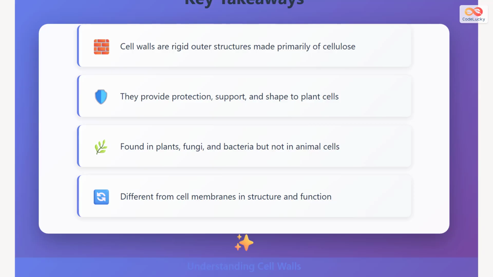Let's recap what we've learned about cell walls. Cell walls are rigid outer structures made primarily of cellulose that provide protection, support, and shape to plant cells. They are found in plants, fungi, and bacteria, but not in animal cells. And importantly, they differ from cell membranes in both structure and function. Understanding the cell wall helps us appreciate how plants maintain their structure and survive in various environments.